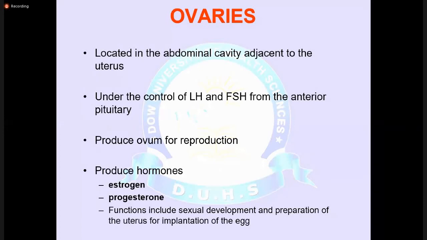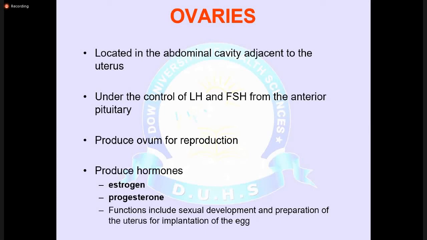Then the organs related with the release of the sex hormones, along with adrenal androgens. The females have the ovaries, and the males have the testes producing testosterone. If you recall from your previous knowledge, the ovaries are present in the abdominal cavity, and they are under the control of the luteinizing hormone and the follicle-stimulating hormone.